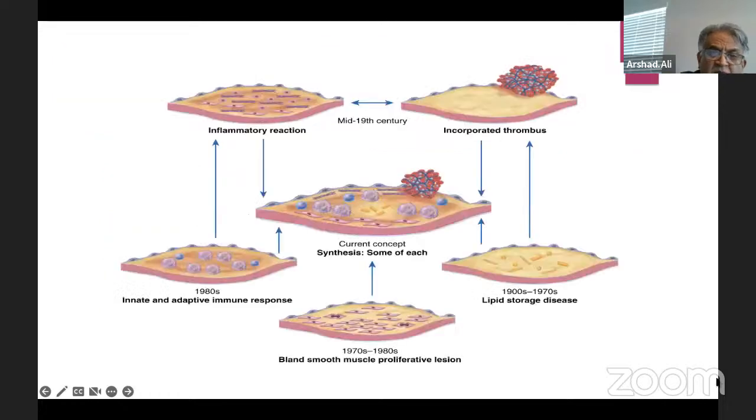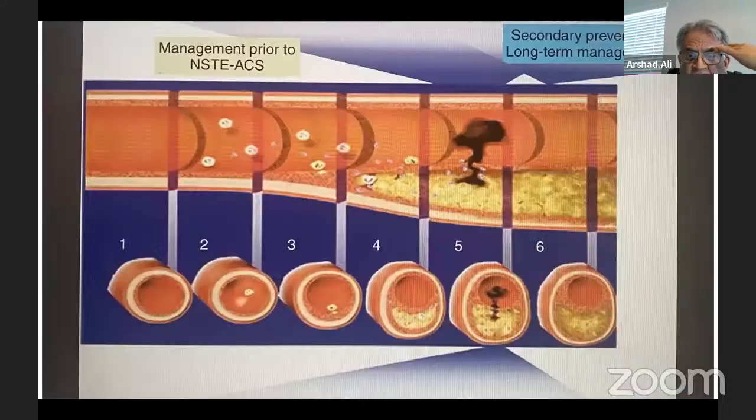Next. This is basically an evolution of our understanding of how the atheroma develops. Now we know that it's a combination of immune response, inflammatory reaction, smooth muscle proliferation, and lipid storage disease. They all take part in the development of an atheroma that can lead to acute coronary syndrome.